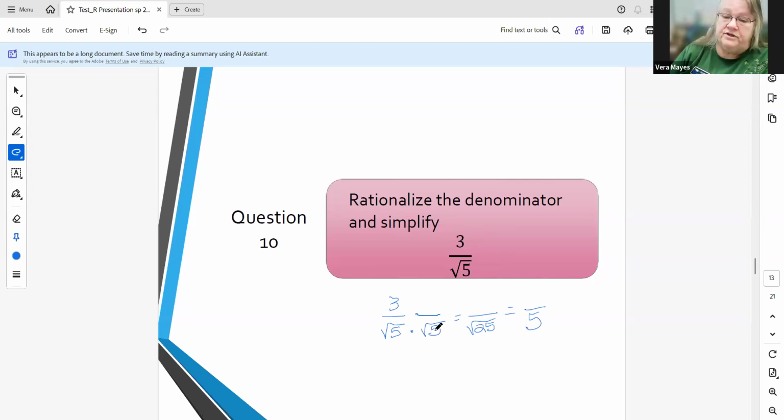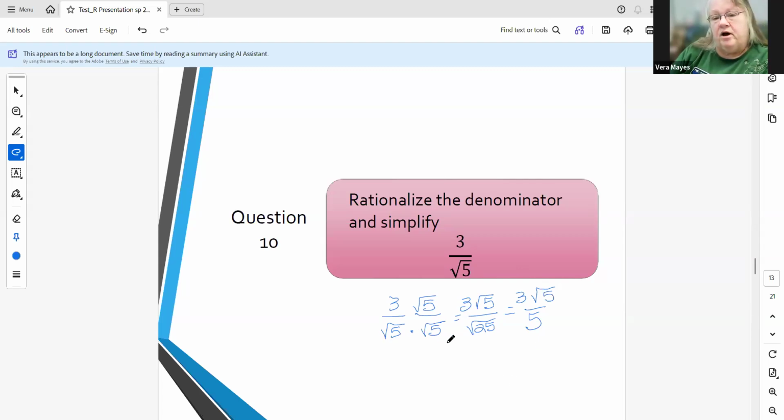But we also know if we do something to the bottom, we have to keep it balanced and do it to the top. So here we're multiplying 3 by the square root of 5. Square root of 5 by itself cannot simplify. So I'm going to look at that and just bring it over.